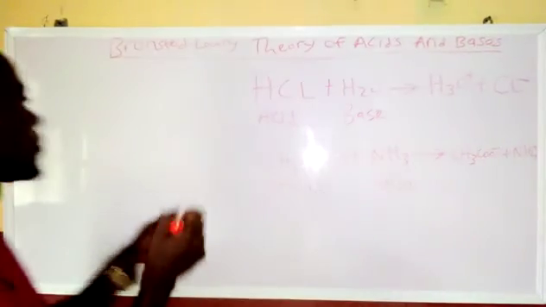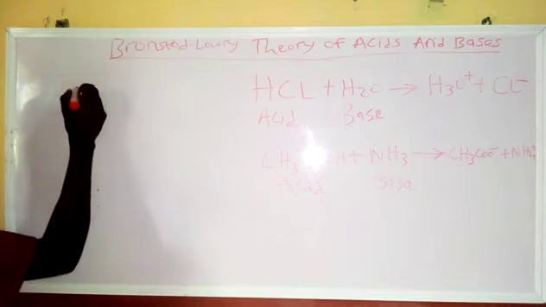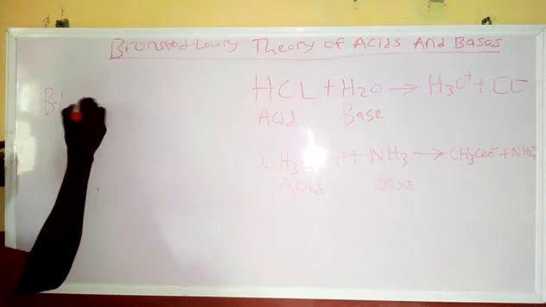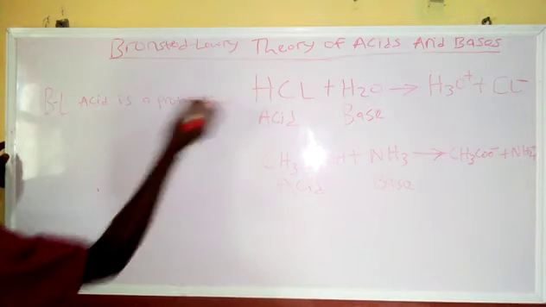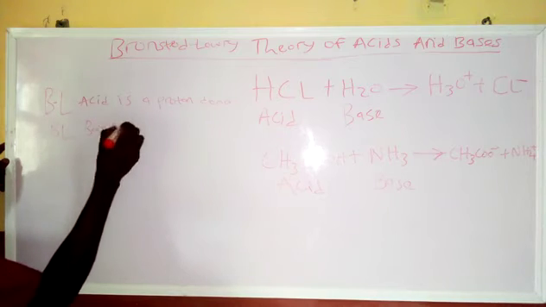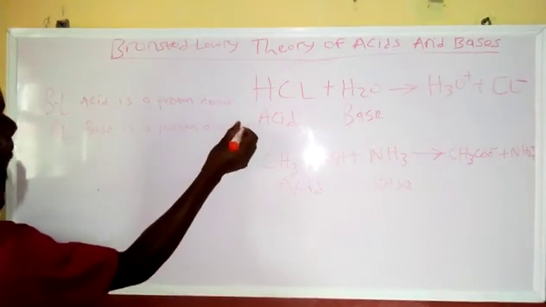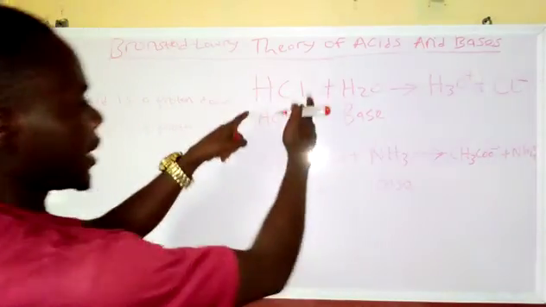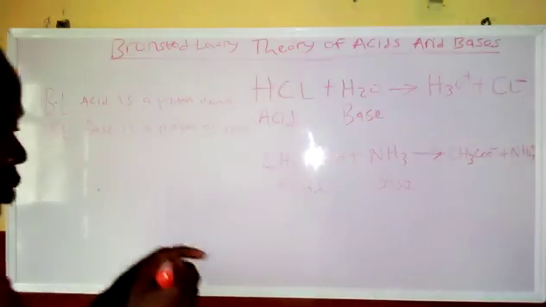So in summary, the Bronsted-Lowry acid is a proton donor, while the Bronsted-Lowry base is a proton acceptor. As you can see in the reactions I gave you, anyone that donates a proton is the acid, so that's the proton donor, while anyone that accepts the proton is a proton acceptor.